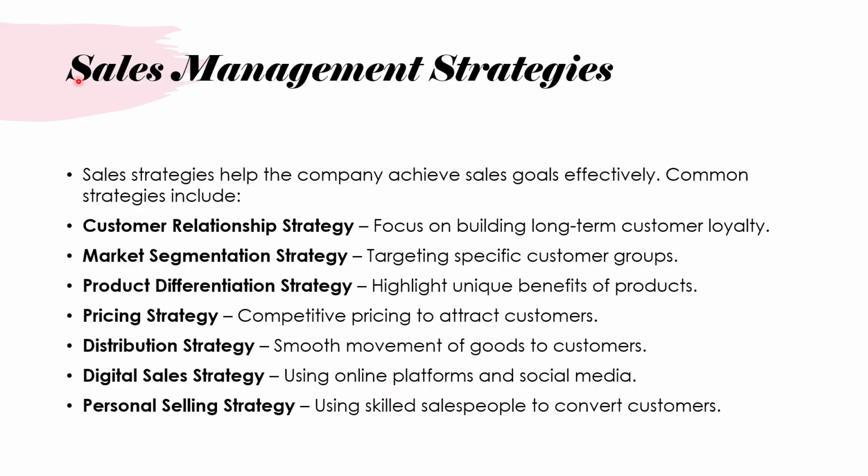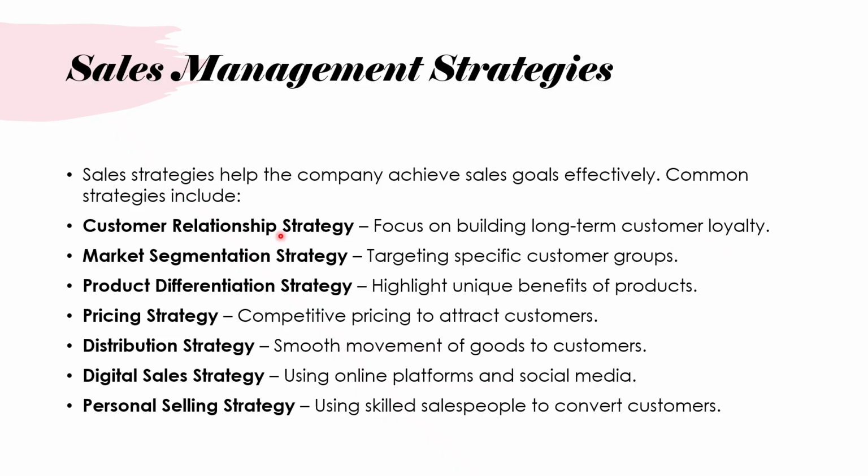Now we move on to sales management strategies, which help companies reach their sales goals efficiently. A strategy is simply a plan of action that guides the sales teams in the right direction. Some of the common strategies include the customer relationship strategy, where the focus is on building long-term relationships with customers. Like Amazon, it uses personalized recommendations and fast delivery, so that they can build customer loyalty.